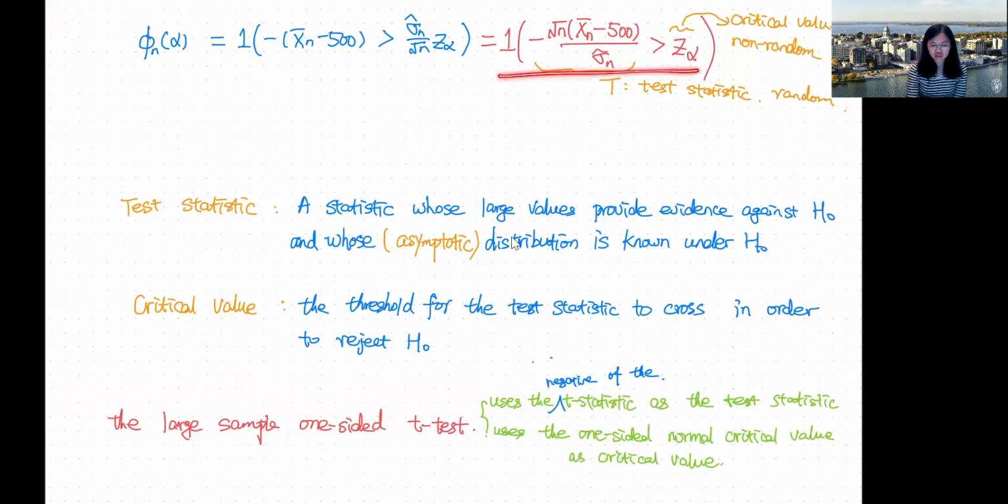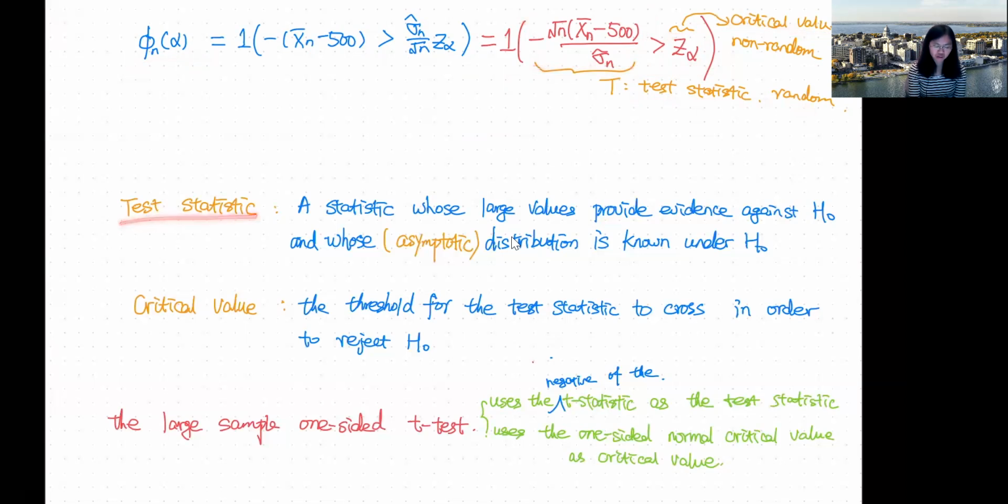So this formula, this representation of the hypothesis test that we constructed, separates the random part from the non-random part. We call the random part the test statistic and the non-random part the critical value.